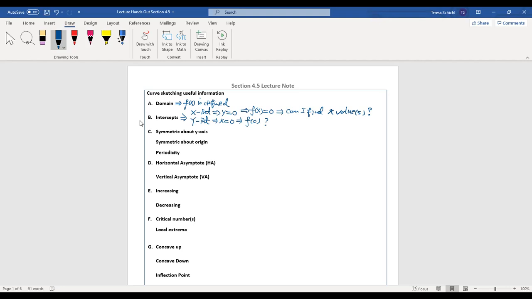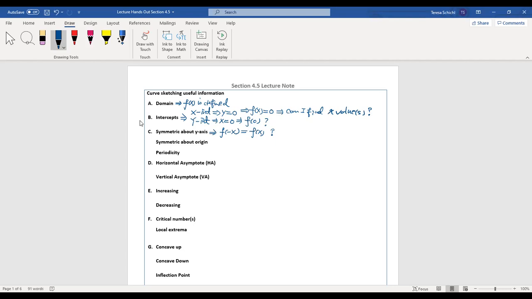Okay, then let's take a look at the symmetries to see if my function is symmetric to the y-axis. If it's symmetric to the y-axis, what does that mean? That means the negative value of x gives the same value as the positive value of x. So you ask, is f of negative x equal to f of x? If it is symmetric about the y-axis, then we just need to plot one side, and we can use the symmetry property to find the other side.